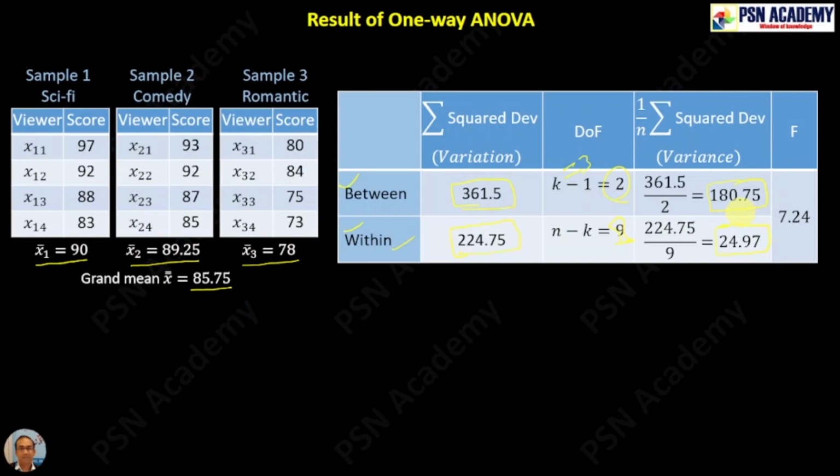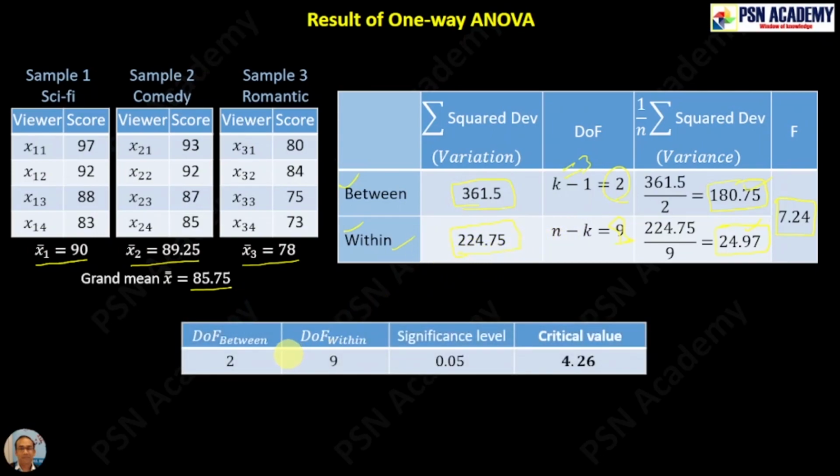Now, to get the F statistic, that is the F score, you divide 180.75 by 24.97, and you will get 7.24. These steps I have already explained in my previous video in detail, so I am skipping that part. Let us concentrate on the post-hoc test, right?